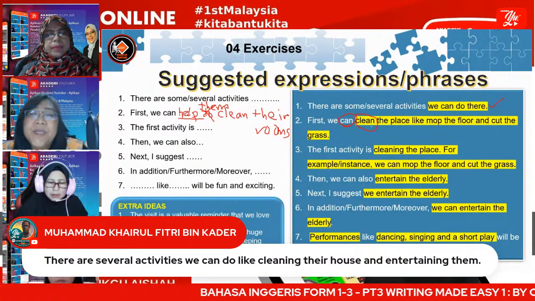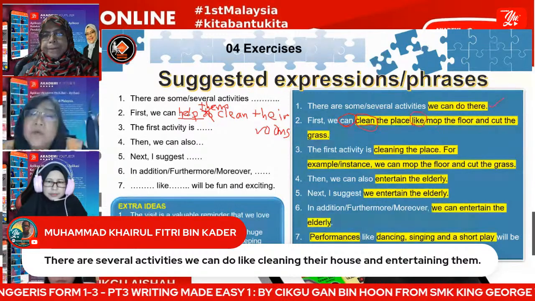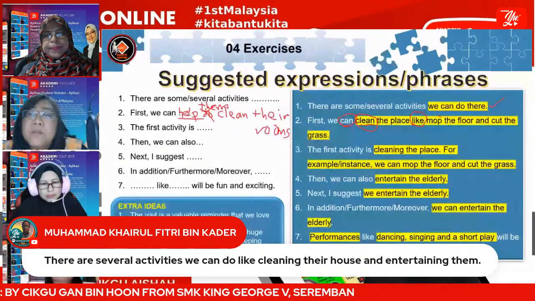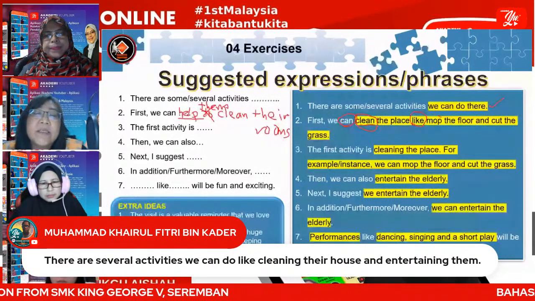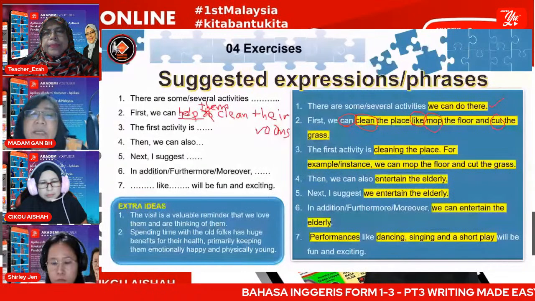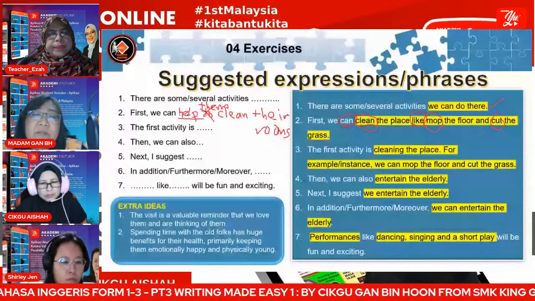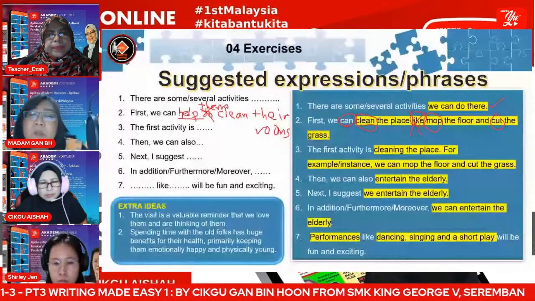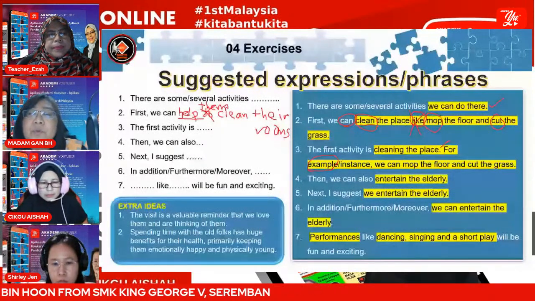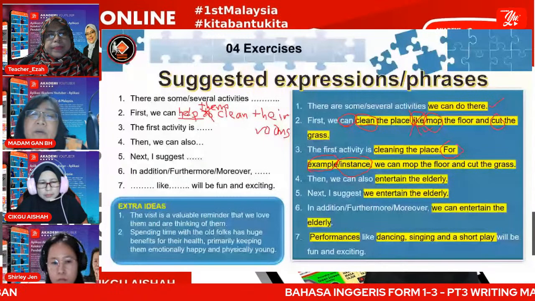How? Like is for example. If you don't want to use like, you can write such as. Mop the floor and cut the grass. So here, if I use mop, I must make sure cut is also the same. But if I use mopping, cutting, I must write cutting here. Let's look at the next one. The first activity is cleaning the place. For example, now I don't use like, because I already used like. So maybe next I want to use for example. Or I can use for instance. So I've given you three ways to write for example: you can use like, you can use for example, you can use for instance.